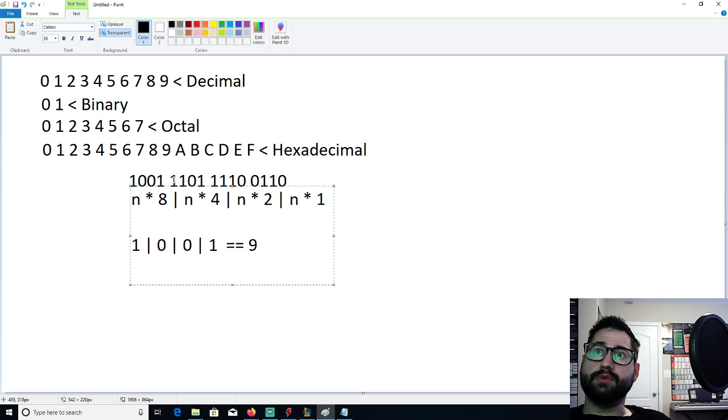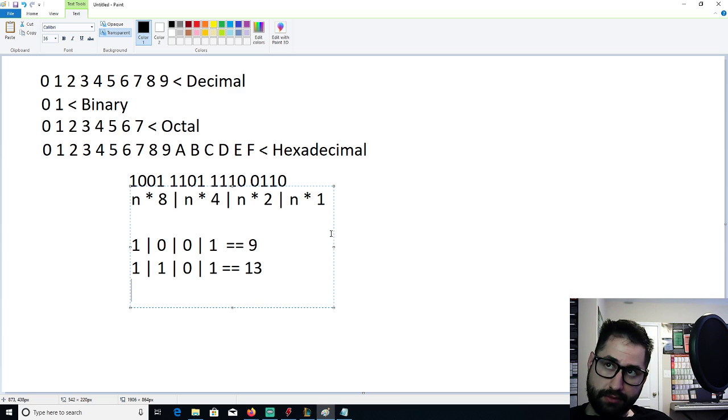Let's go to this next one, 1101. That would be our next column. So we'll do 1, 1, 0, 1 equals, and we'll say 8 plus 4 plus 1. So that's 13, right? So 8, 4, and 1 is 13. Well, we don't have a 13 in hexadecimal, do we? But we do have A, which is 10, 11, 12, 13. So D. So 13 equals D.